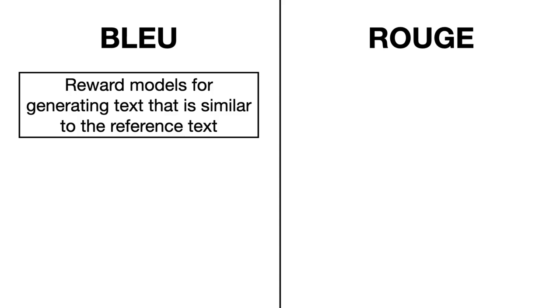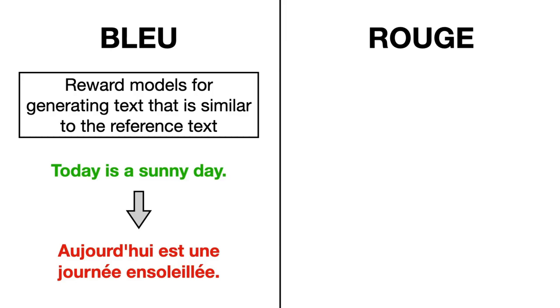Finally, I would like to talk about which score we should use when evaluating machine-generated text. Well, it ultimately depends on our specific goals and requirements. If you want to focus on precision and reward models for generating text that is similar to the reference text in terms of individual words or short phrases, then the BLEU score might be a good choice. For instance, the BLEU score is commonly used to evaluate machine translation systems because it's essential to preserve the original meaning and wording of the source text.